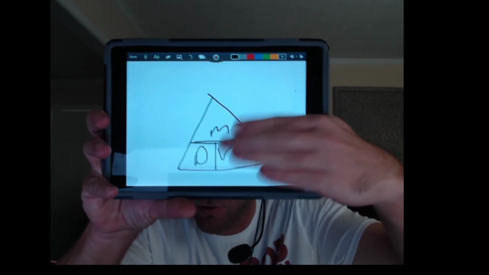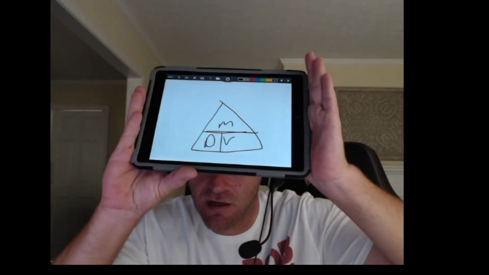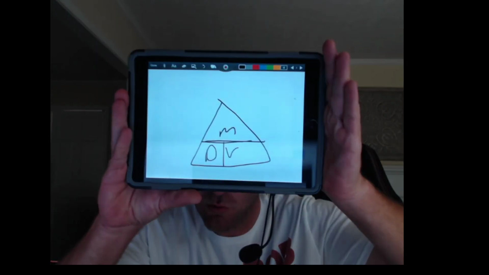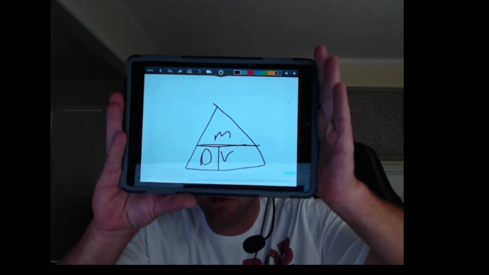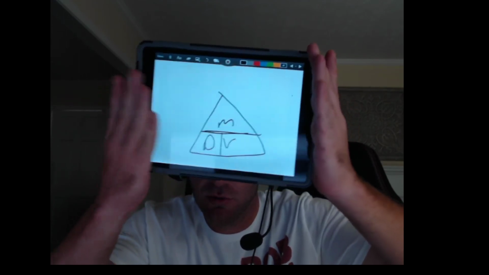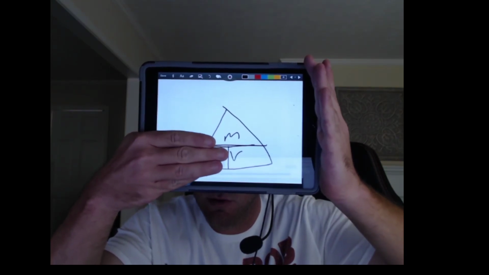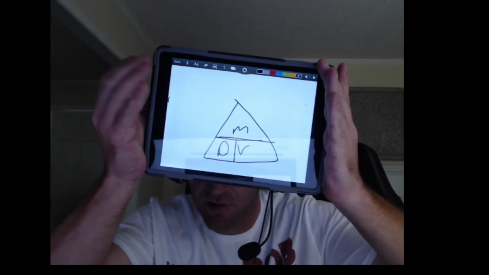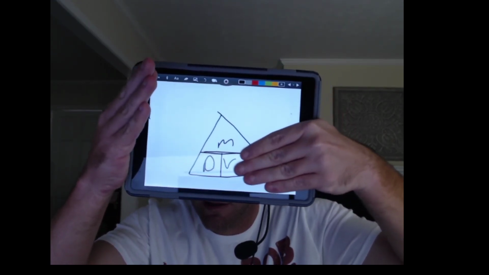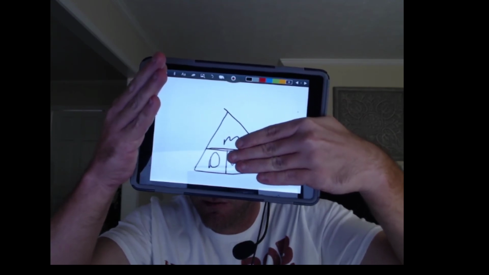So this is a way that is helpful for doing density problems. It's going to give you two of these three, and it's going to ask you to solve for the other one. Whichever one you're solving for, you just cover up and use the other two values they gave you: mass over volume in this case, density times volume if you're solving for mass, and mass over density if you're solving for volume.